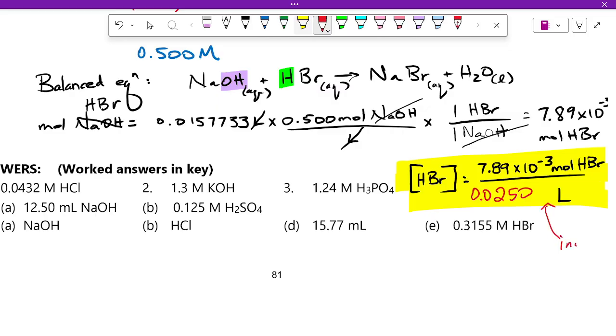This is my initial volume of HBr. Okay? I don't know what the answer is. Yes, I do. It's right here. There we go. Okay. I don't know if that's the right sig figs. It looks like it shouldn't be, because we've got a 3 sig fig thing, so I should fix this.